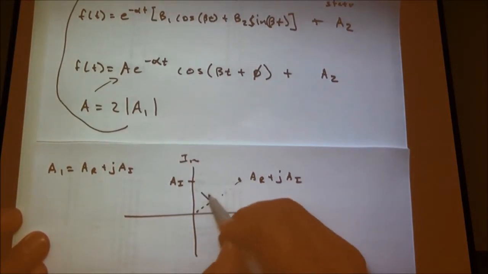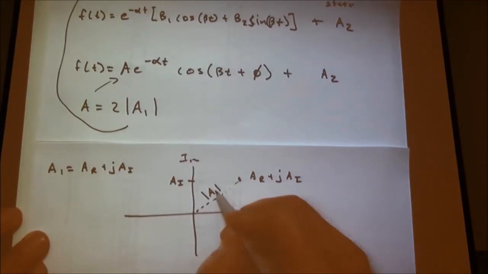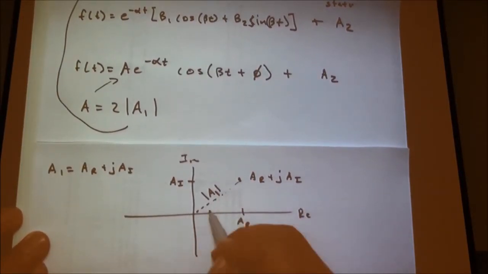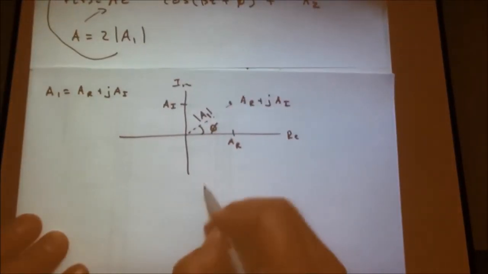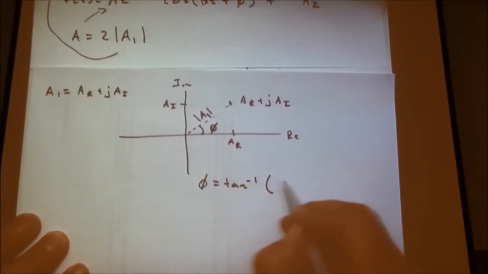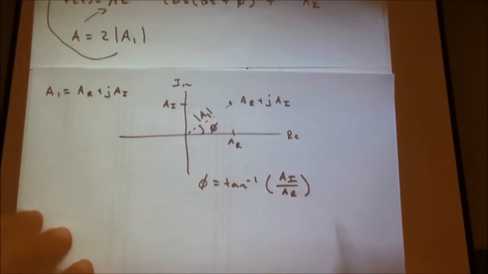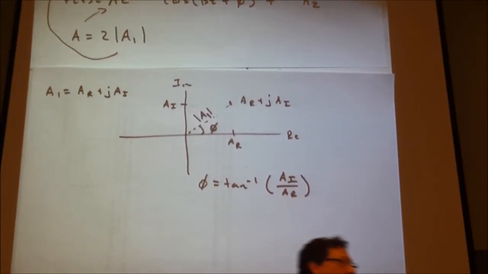The length of this line is the magnitude of A. It's a different A, or A1, I suppose I should write. And the angle here, that's phi, and phi is tangent minus 1 of A imaginary over A real. And that comes out of whatever 9th grade trigonometry or whenever you take those classes.